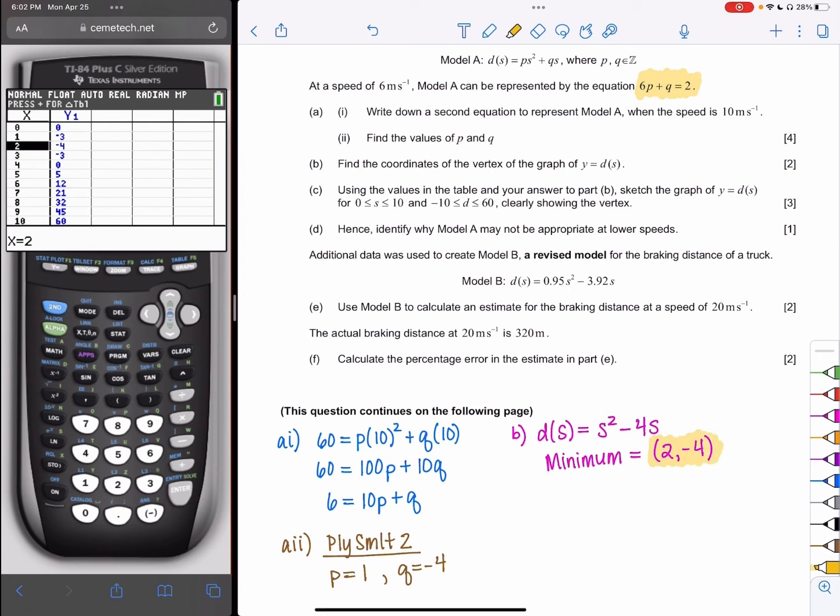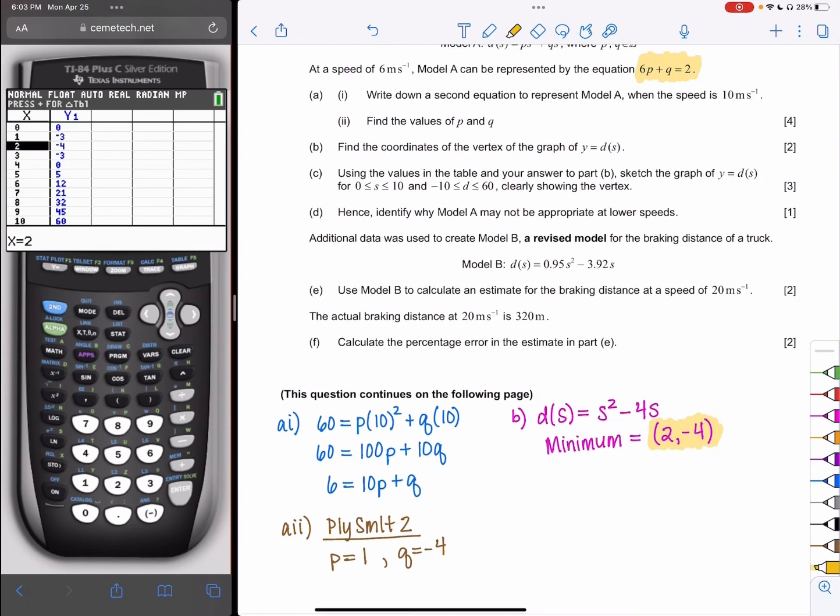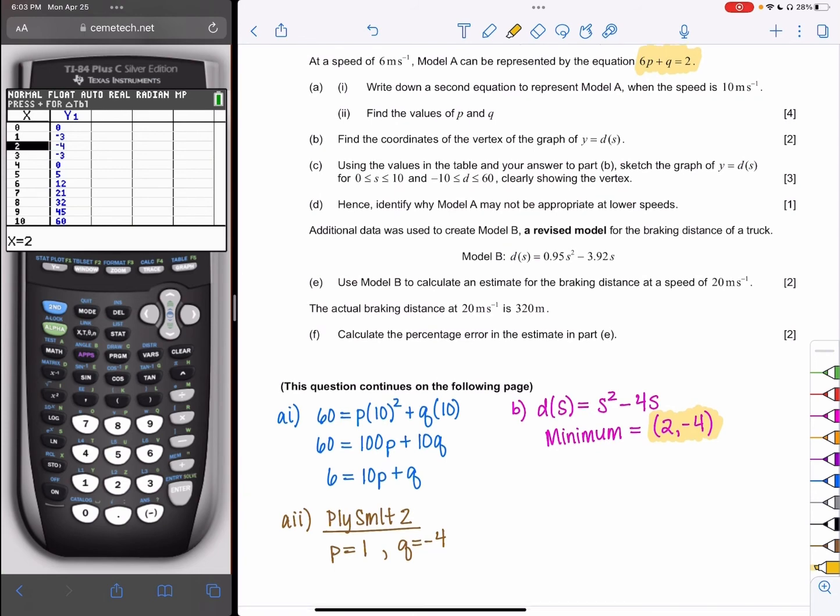So for part C, it says, using the values in the table in your answer to part B, we need to sketch the graph of y is equal to D of S, and we're going to look at the values for 0 to 10 for the S values, and -10 to 60. And then we're going to clearly show the vertex. So what I would do if I were you all is, of course, it will be easy for you to draw this on a piece of graph paper.